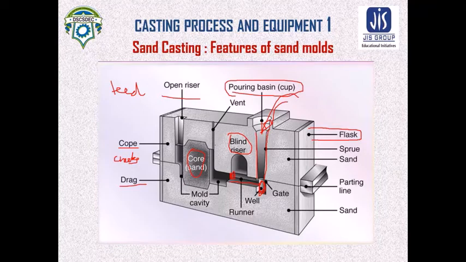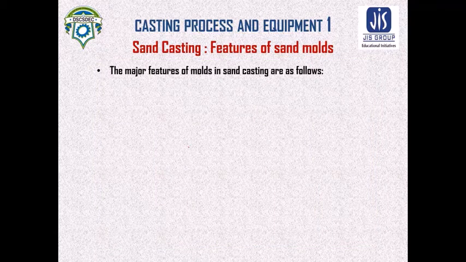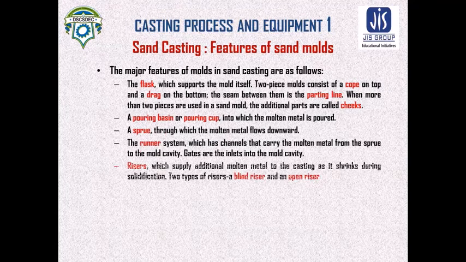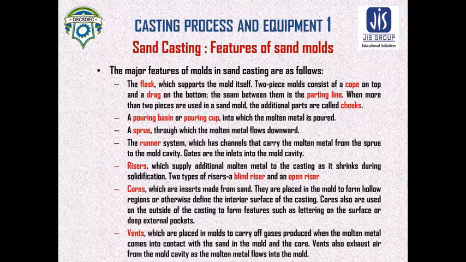Another thing that can be added here is the vent. A vent is added when the molding material has low permeability. At that time, a vent should be added to exhaust the gases that are generated due to interaction between sand and molten metal. So why is a vent used? A vent is used for exhaust of gases. These are the general features of a sand mold. In this slide you can find the details of the general features of the sand mold, which I have just discussed. Now I am proceeding to the next slide.